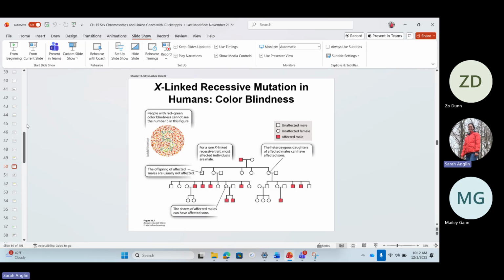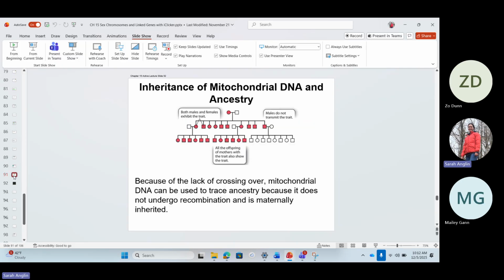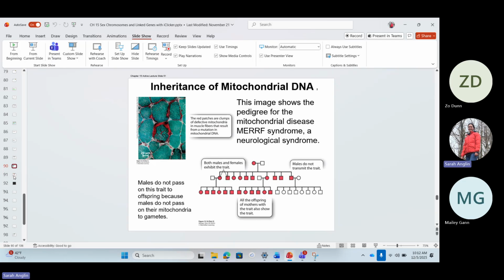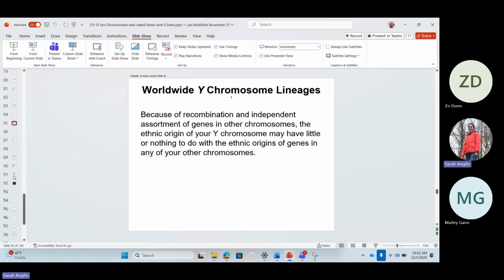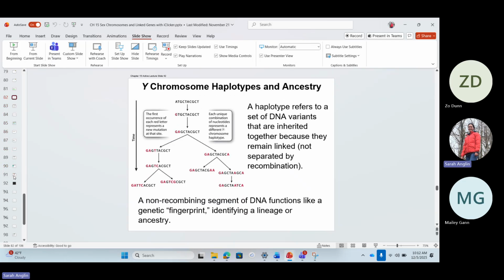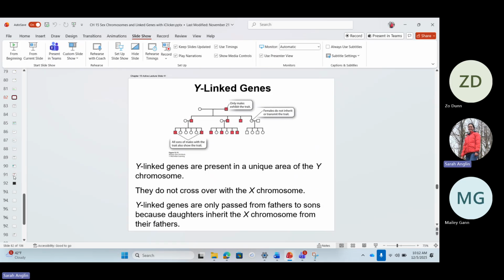Okay, let's go on. We have 2 more to look at. I believe they're all the way down here somewhere. Yes, let's start with not the mitochondria though. Let's go to the Y-linked genes. They're on the Y chromosome.